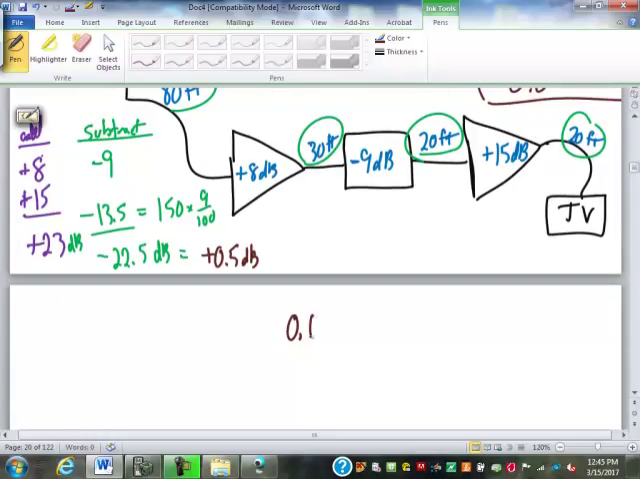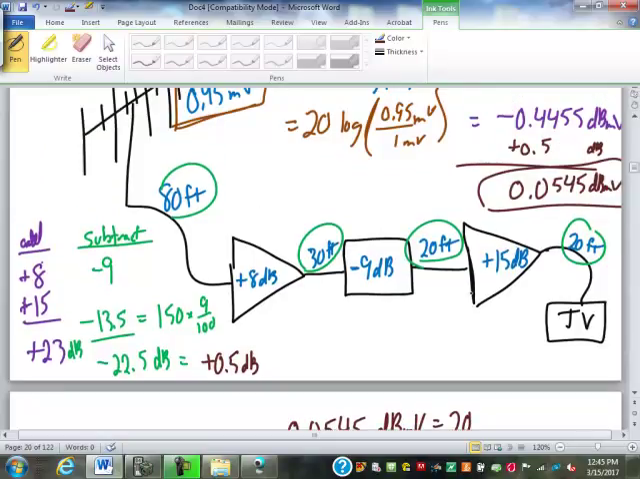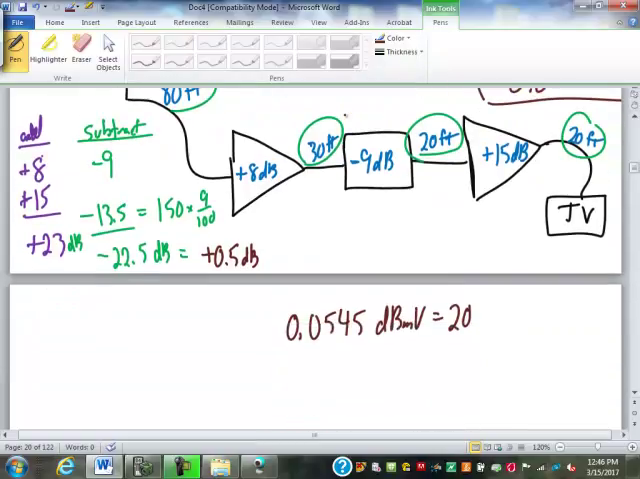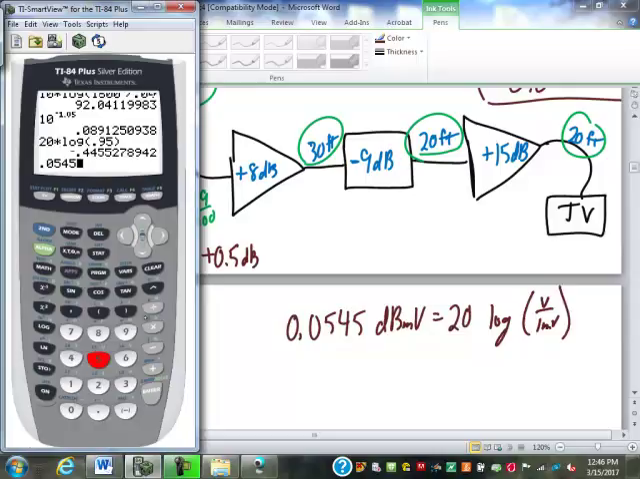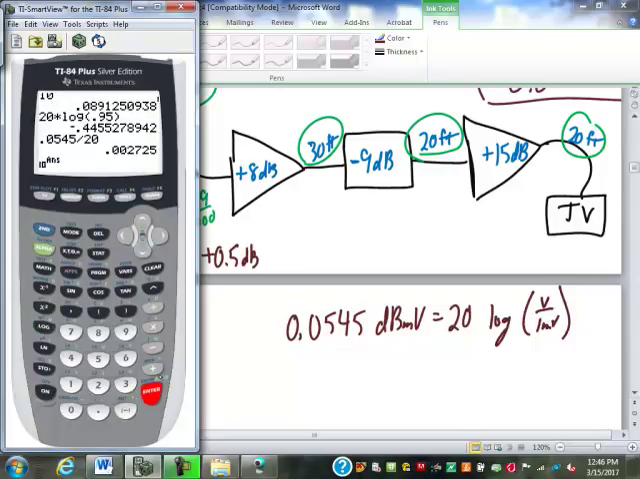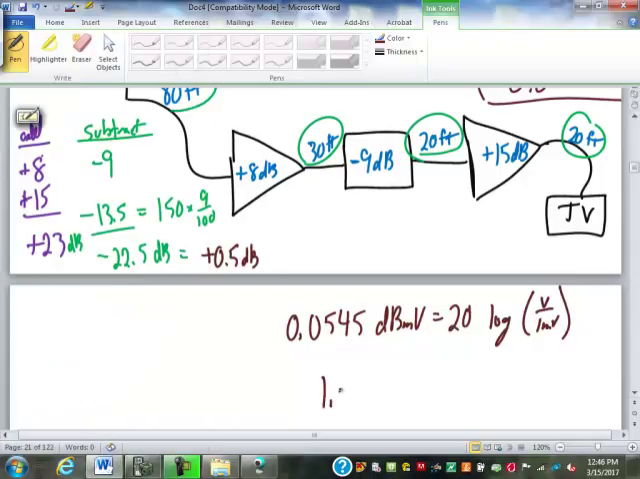So that has to be converted. Yes, sir. Yep. No, this is a negative. Oh, yeah. Oh, sorry. Yep. So again, I'm just going to take that 0.0545, divide it by 20, I get my answer there. Then that is 10 to the power of that. So 1.006 millivolts is my voltage.